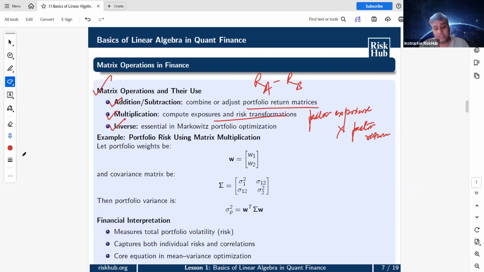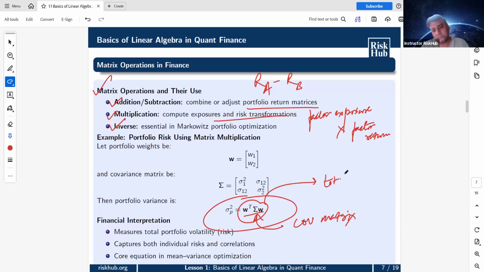The key formula which we need to understand here is sigma squared P is equal to W transpose sigma W. What is happening? What is W here? W is your portfolio weight, right? What is your sigma? This is your covariance matrix, right? And when I do this, what is this whole expression pointing at? This whole expression is pointing at your total portfolio risk.